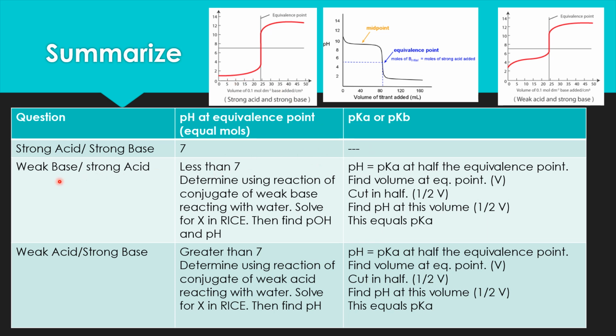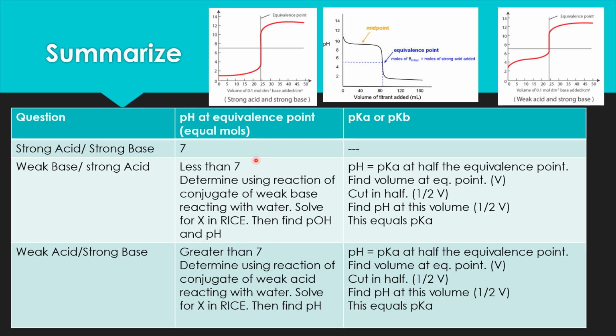And then for a weak base and strong acid, if our weak base is what we're starting with, we'd start high and we're going low. Its equivalence point is going to be less than 7 because the acid is stronger, so it's going to shift towards the acid. We can determine the pH at the equivalence point. We use the reaction of the conjugate of the weak base reacting with water, solve for x in our RICE table, then find the pOH and the pH.